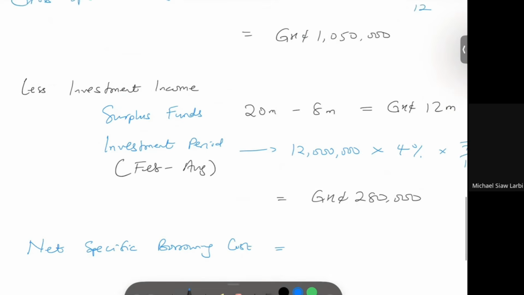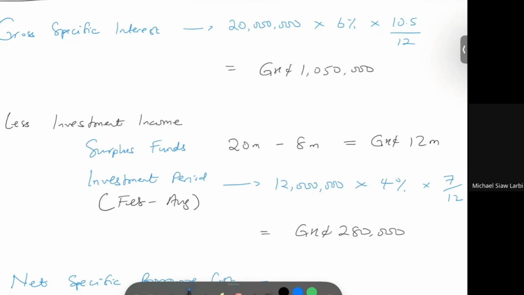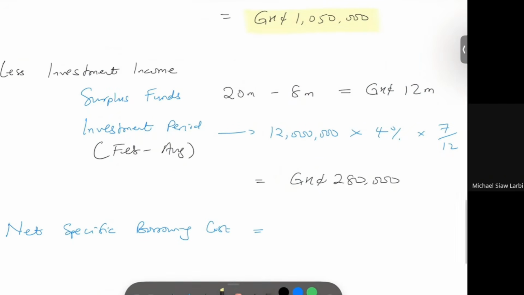This will basically be our gross, which is this guy here, of 1050 minus the income from the temporary investment of 280. If I do this, 1050 minus 280, I'm getting 770,000.